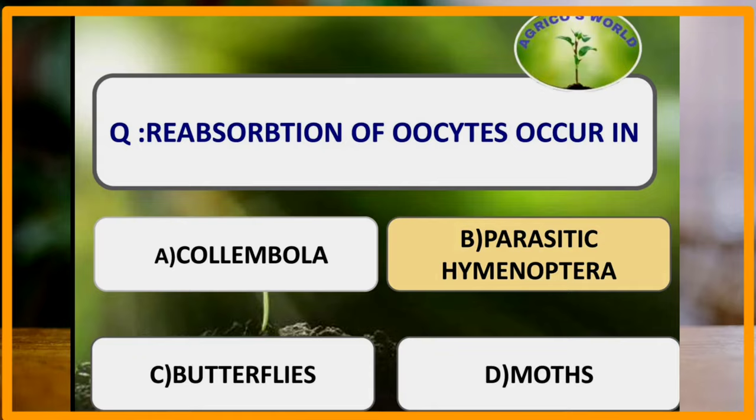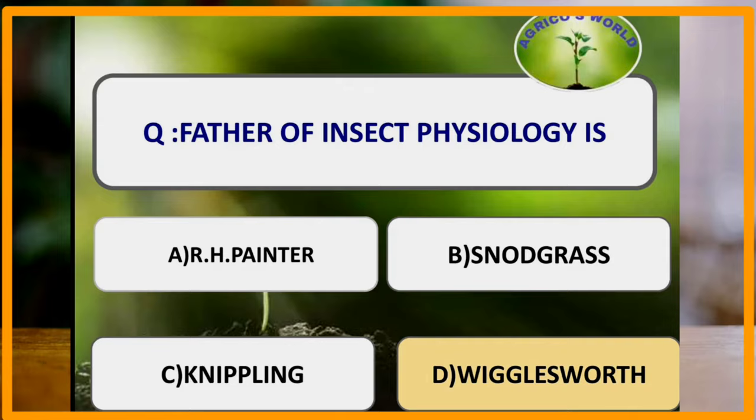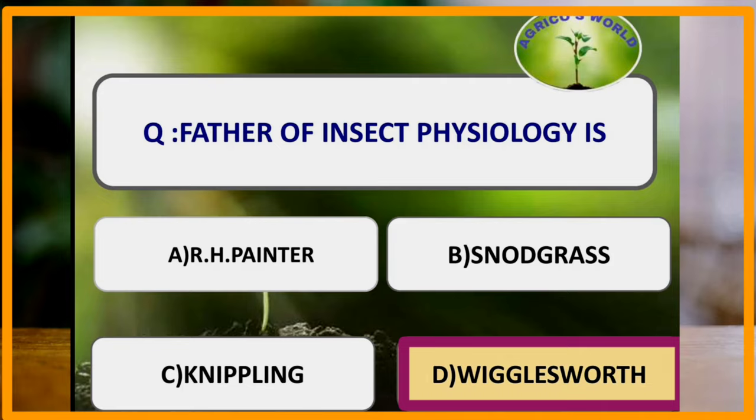Reabsorption of oocytes occur in which of the following? Reabsorption of oocytes occur in parasitic Hymenoptera. Mushroom-shaped gland is present in which of the following? Male cockroach consists of mushroom-shaped gland. Father of insect physiology is Wigglesworth. Wigglesworth is the father of insect physiology.